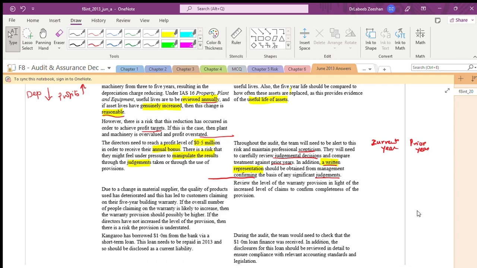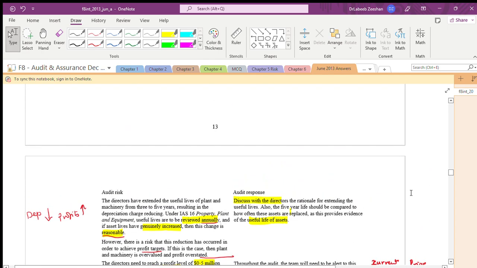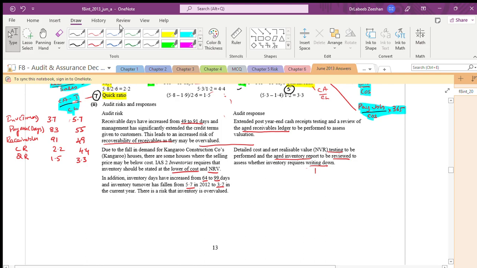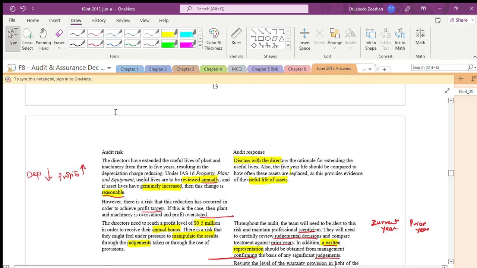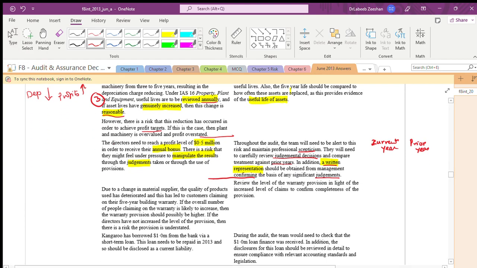Fine. Next. See the things. How many are there? Go by numbers, it will be easy for us. This is the first one, for the receivables. Second, for the inventory. Third, for the non-current assets. The fourth is for the profits.